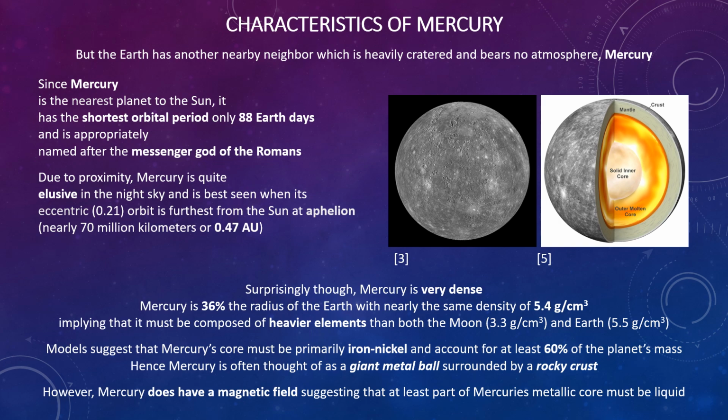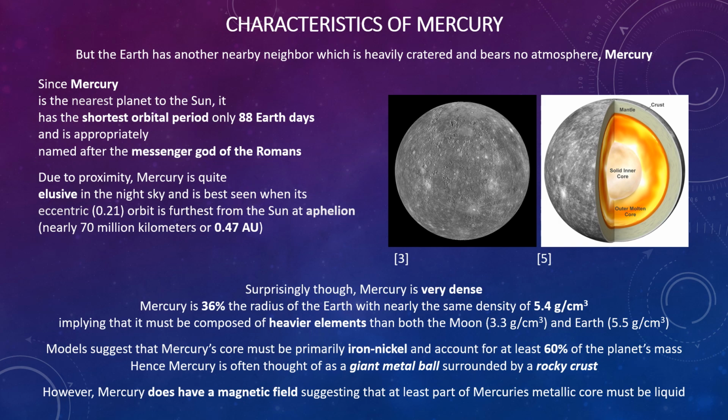What's really surprising about Mercury and its composition is that it is very dense. Mercury is only 36% of the Earth's radius and size, but they have nearly the same density at 5.4 grams per cubic centimeter, which would imply that Mercury must be composed of very heavy elements, much more so than the moon. And models suggest that Mercury's core must be primarily iron and nickel, and this would account for 60% of the planet's mass. So you can think of Mercury actually as being a giant ball of metal with a rocky crust.